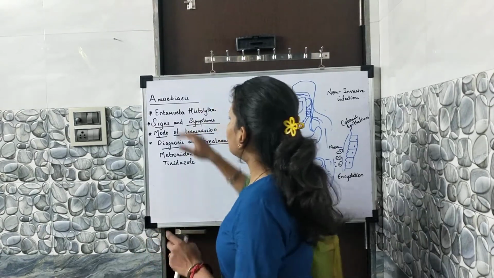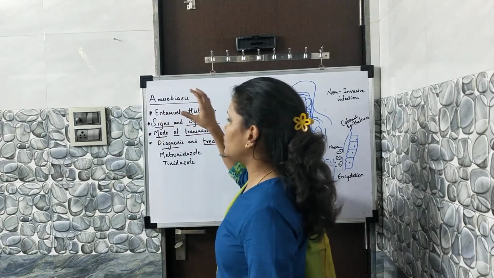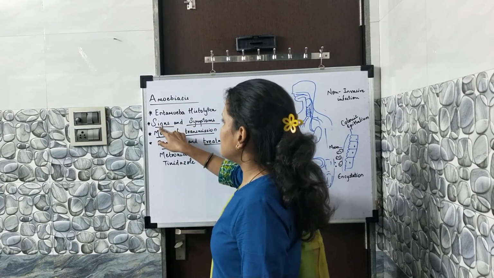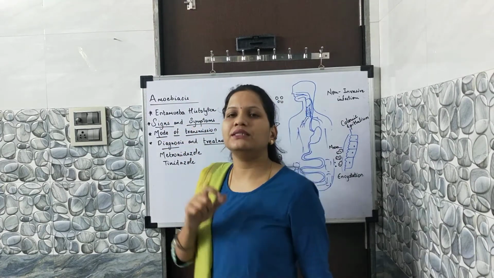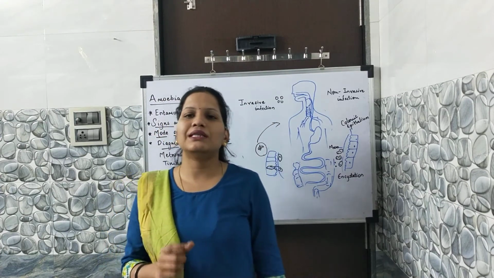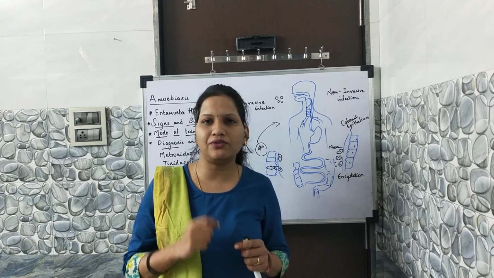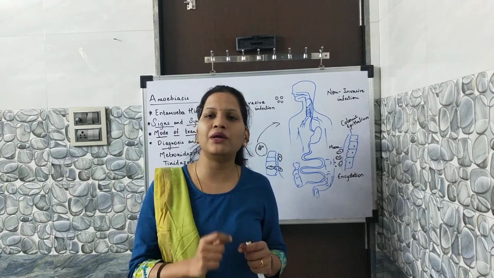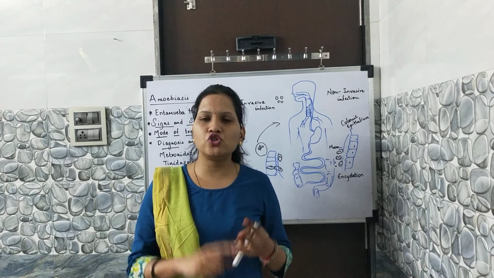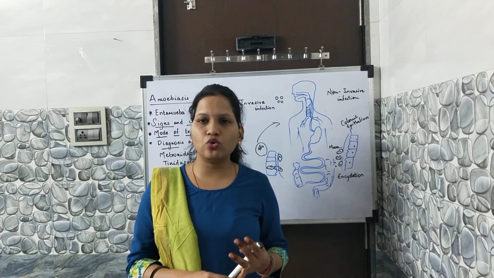Now, as we have discussed that amoebiasis is caused by the protozoa, we will move toward the next point of this disease, signs and symptoms. What are the signs and symptoms of this particular disease? First of all, amoebiasis is a type of dysentery, which we call amoebic dysentery. Amoebic dysentery, flatulence, stool with blood, stool with mucus.